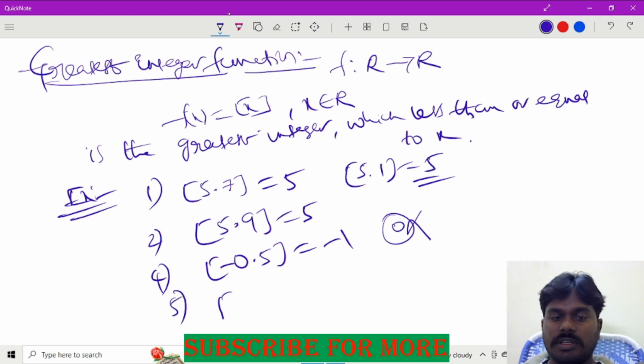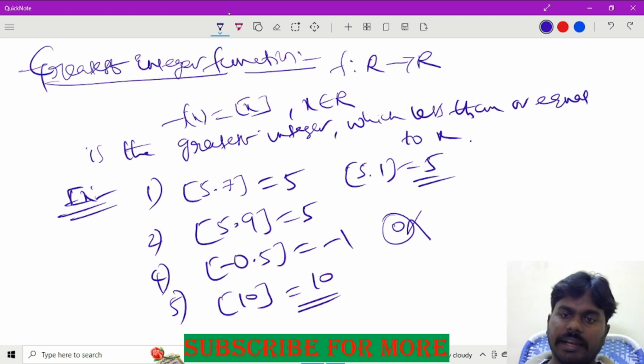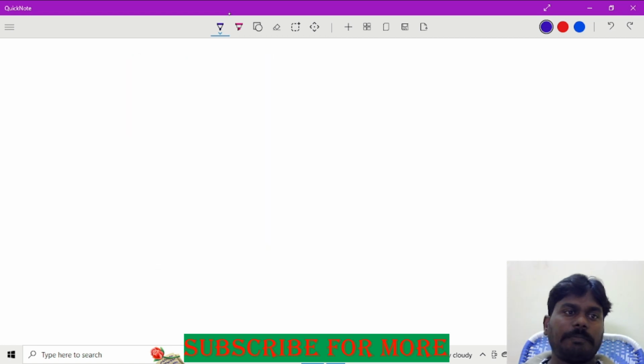So here suppose I am taking 10. 10 is an integer, so there is no doubt, here 10 is 10 only. Whenever we have decimal values, we will consider only the integer, and that integer must be less than or equal to the total value. Okay, so this is the greatest integer function. Okay, so next we have the quotient function.